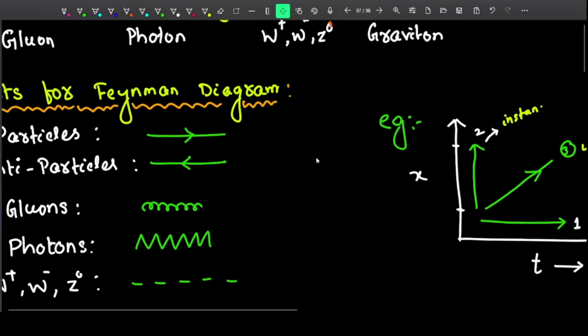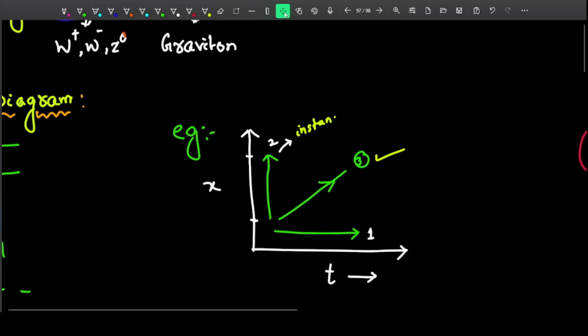These rules, let us apply and understand to some of the basic representations. For example, this first line represents a particle moving in time only, because its position is fixed in space. What does this line represent? The second line gives you the significance of a particle which moves from one place to another place in space, but the time here is constant for this line. That means this is an instantaneous process. It happens very quickly.